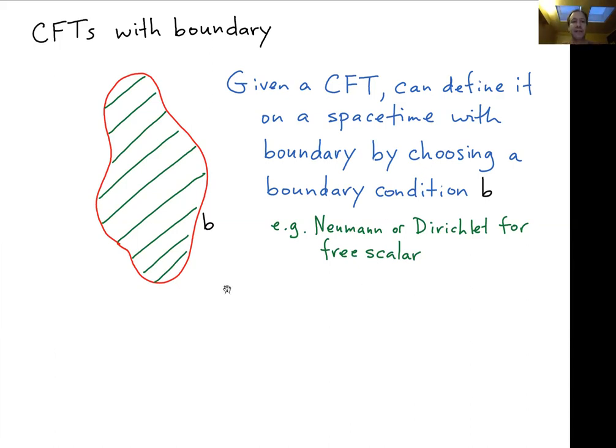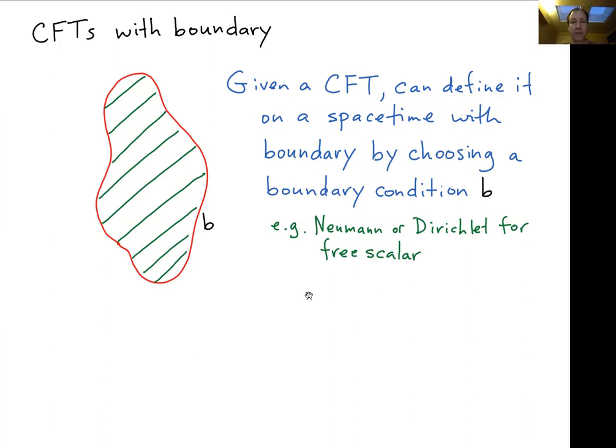So the idea here, just in terms of setup, is that we can think about holographic CFTs or any CFTs and consider those things to be defined on some space with a boundary. And in making this definition, one needs to make some choice of what happens at the boundary. For example, if I were talking about a free scalar field, then we could choose Neumann or Dirichlet boundary conditions at the boundary.